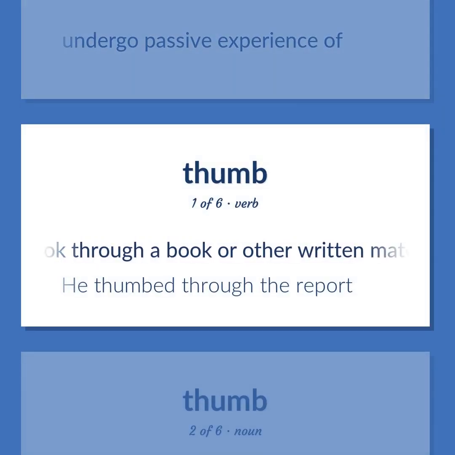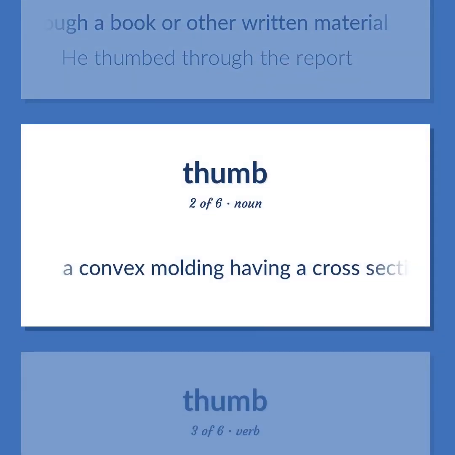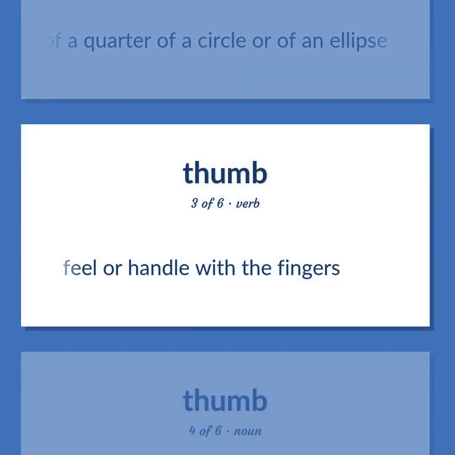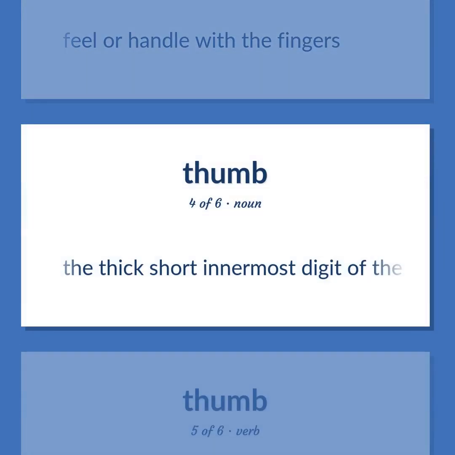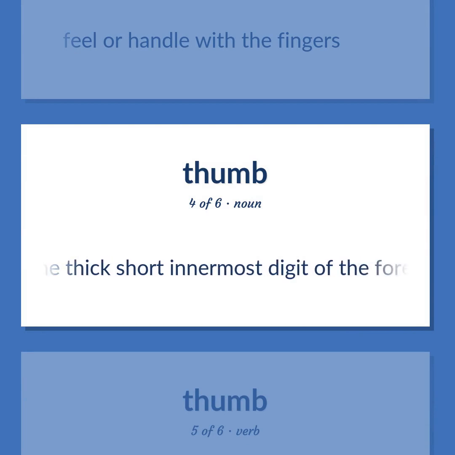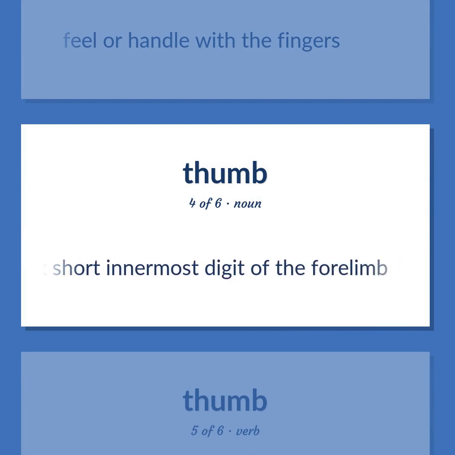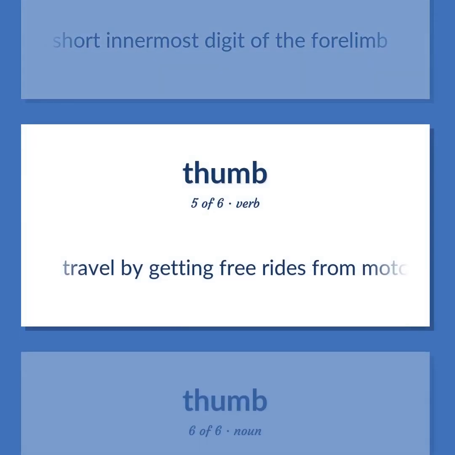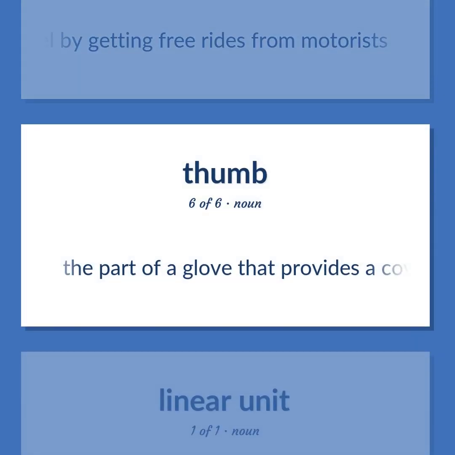Look through a book or other written material. He thumbed through the report. A convex molding having a cross-section in the form of a quarter of a circle or of an ellipse. Feel or handle with the fingers. The thick short innermost digit of the forelimb. Travel by getting free rides from motorists. The part of a glove that provides a covering for the thumb.